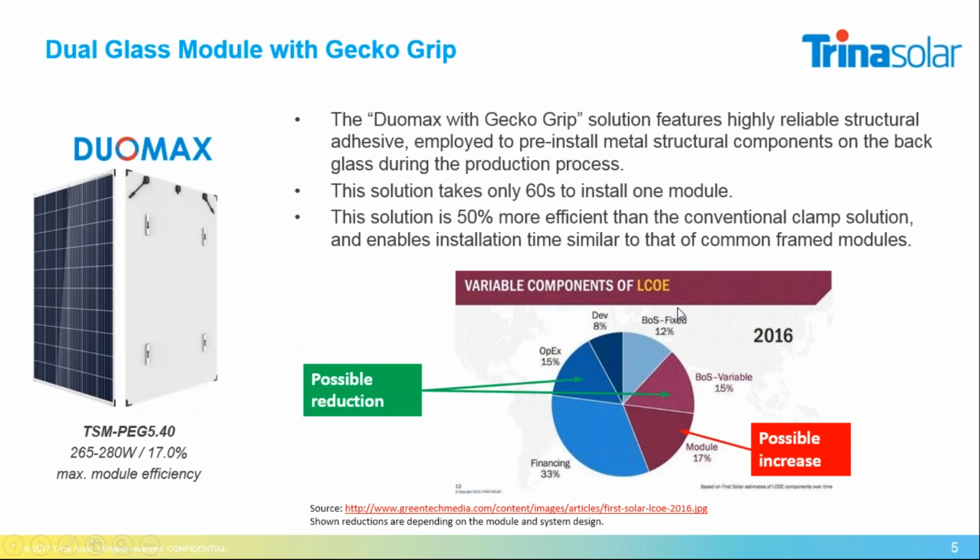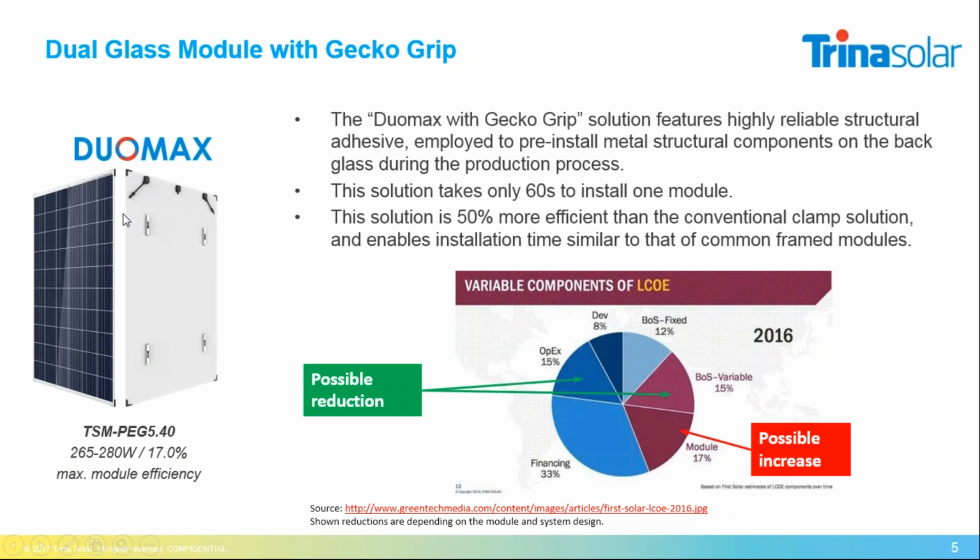Now we come to the news. One of the first news items we displayed and showed at Intersolar was the DUOMAX with Gecko grip. What are Gecko grips? Gecko grips are small metal rails bonded on the backside of the module. The advantage of the bonded rails on the backside is a better load distribution.